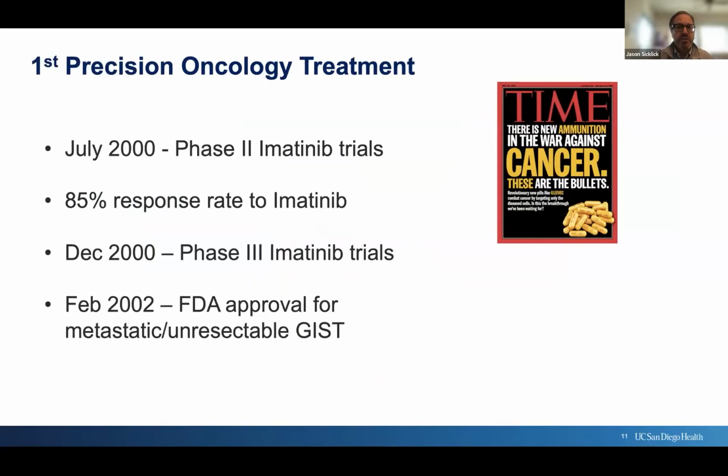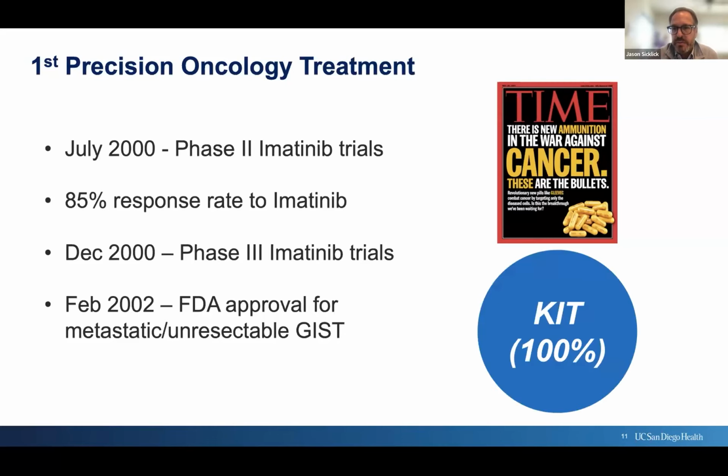And so what ensued over the next couple of years was pretty miraculous. This is a very rapid timeline for going from discovery of a drug treating a disease to FDA approval. As you can see in the slide, from July of 2000, it went on to phase 2 trials, then phase 3, and then ultimate FDA approval for unresectable and metastatic disease in 2002, landing on the cover of Time magazine as this new magic bullet for cancer.